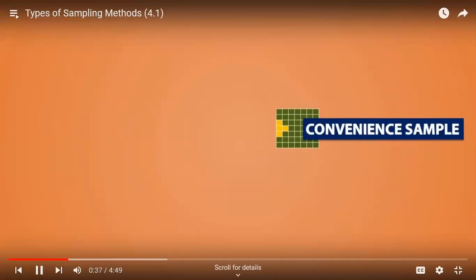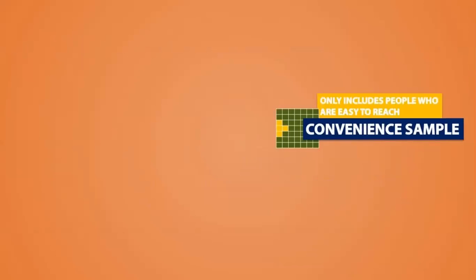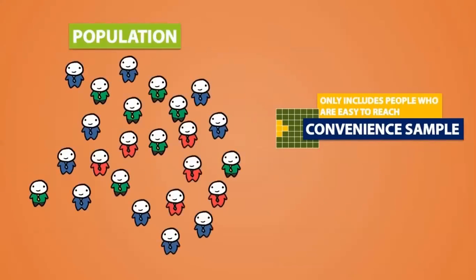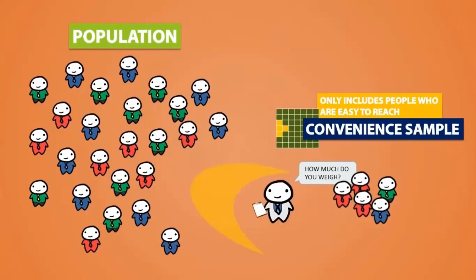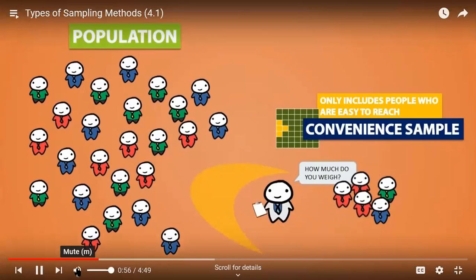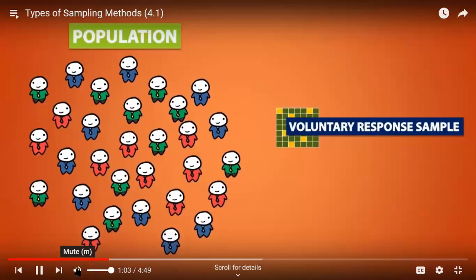A convenience sample only includes people who are easy to reach. If this is our population and a researcher comes along to interview people, then he would only talk to the people that are closer to him to be part of the sample. This is a biased sampling method because not everyone in the population has an equal chance of being part of the sample. Only people that are of convenience to the researcher will be interviewed. Now, a voluntary response sample consists of people that have chosen to include themselves in the sample.